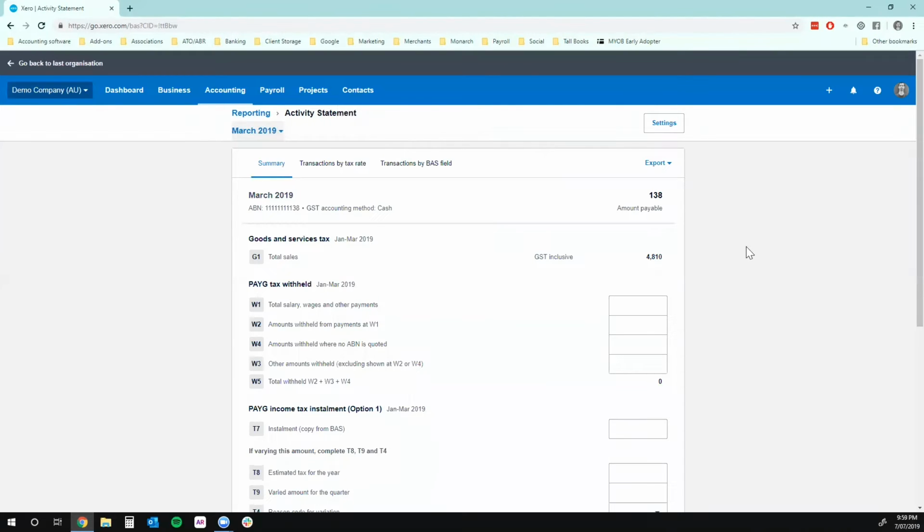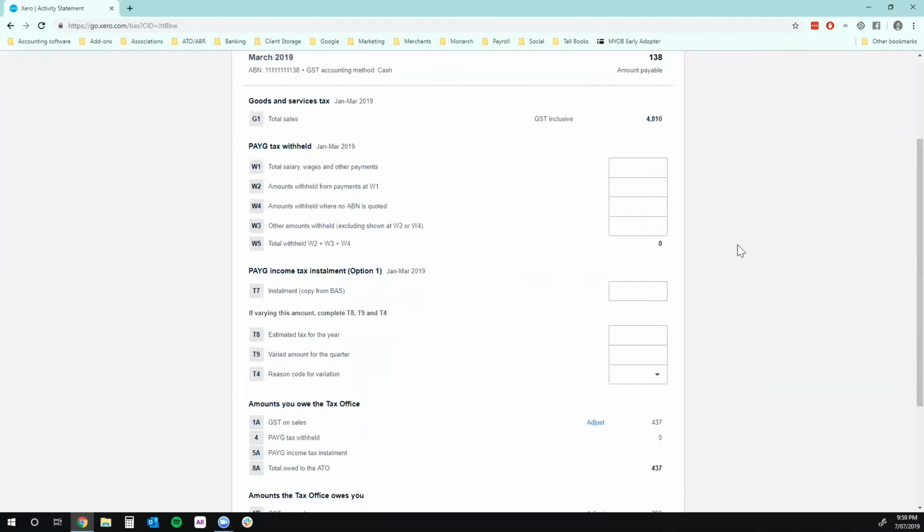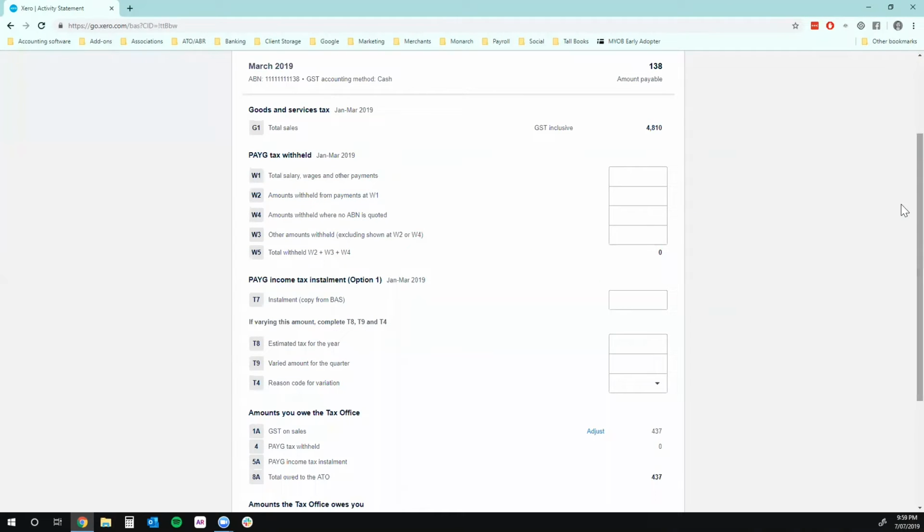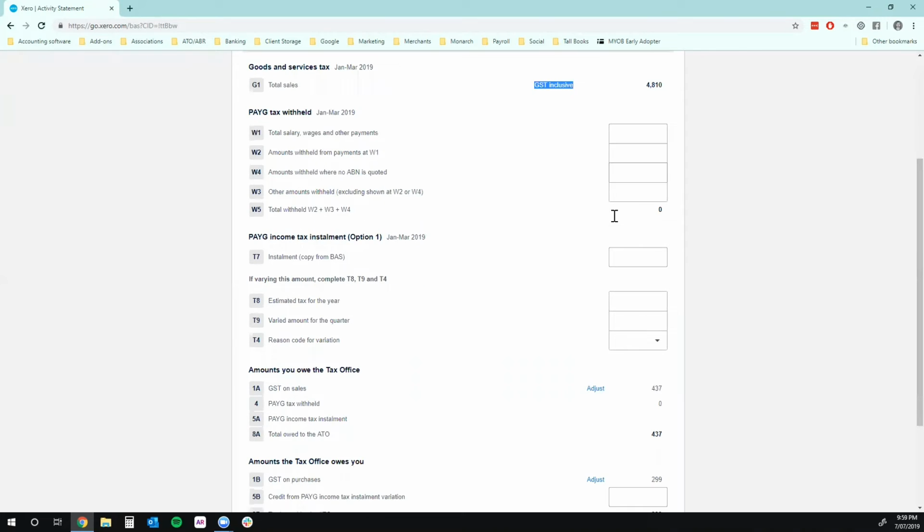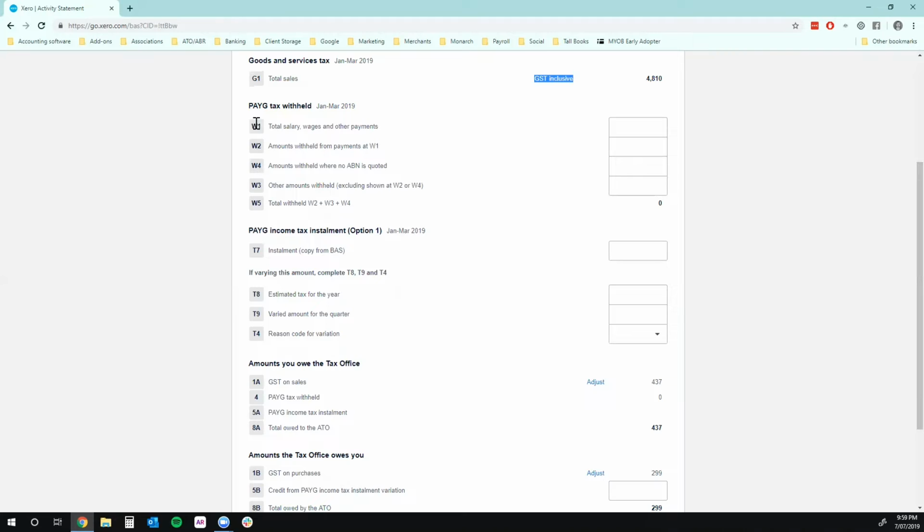So when I populate this report, it gives me a breakdown on the summary page of the BAS fields. For example, it's pulled out total sales as being 4810, and that's GST inclusive. It's then going to pull out all of your wage information. As we saw, there were no pay runs populated in this period. We only started employing someone in June, so these are not filled out. PAYG income tax installment, I can put in here my installment amount.